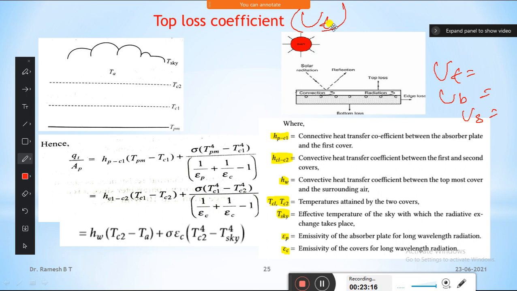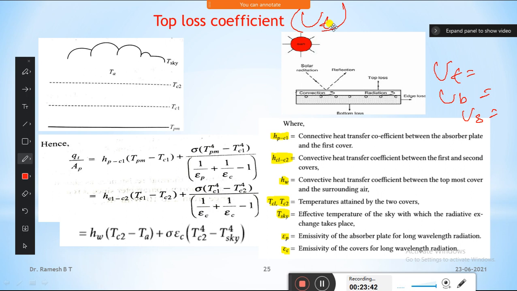and re-radiation. Once the radiation falls on the cover, it will be divided into refraction and reflection. Reflection is the waste, because it is reflected to the space, and that is the loss. That is what we call re-radiation. And the next loss is convection. These two are common in the top loss.